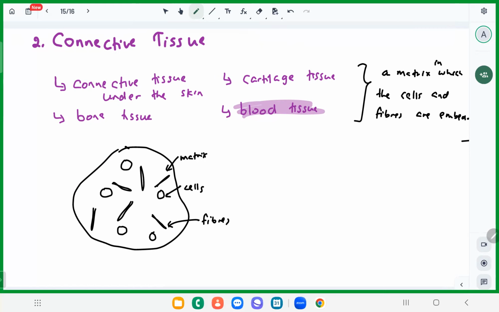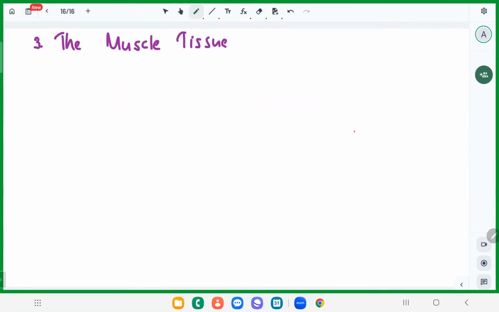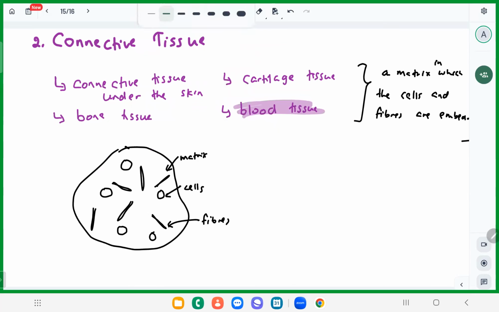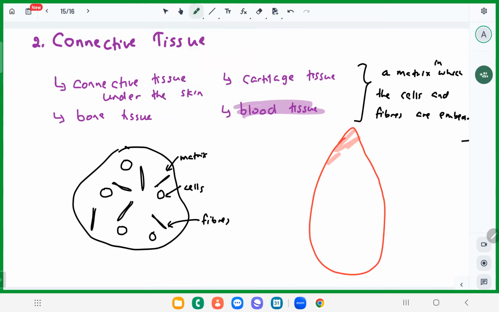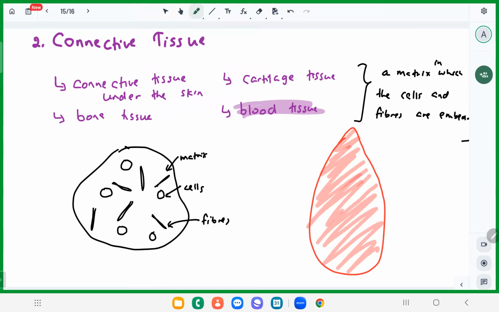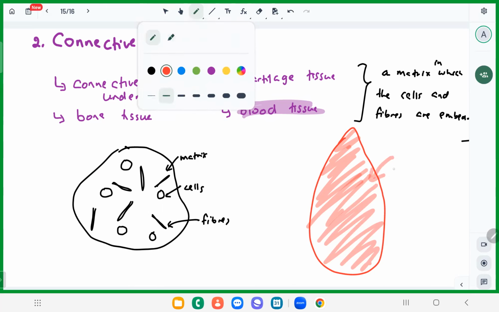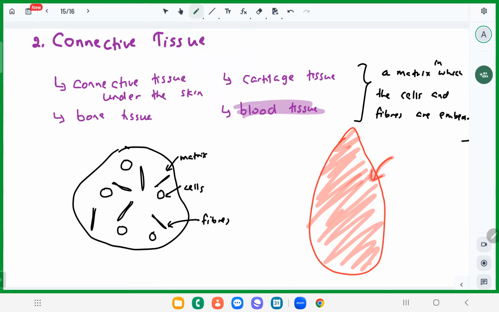So now let's start off with the blood tissue. Now, if we consider the blood tissue, let's take a drop of blood. I'm just going to draw a drop of blood. In this blood tissue, the matrix of this blood tissue is a liquid, and this liquid matrix is called plasma. The matrix of the blood tissue is called blood plasma. We've all heard of blood plasma, right?